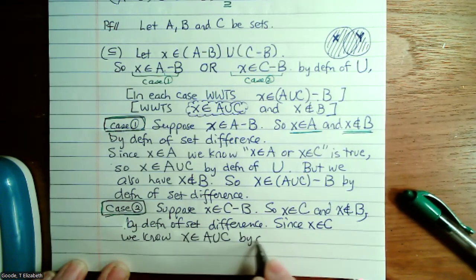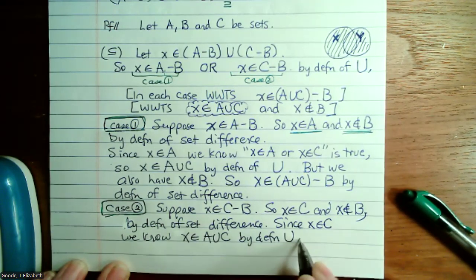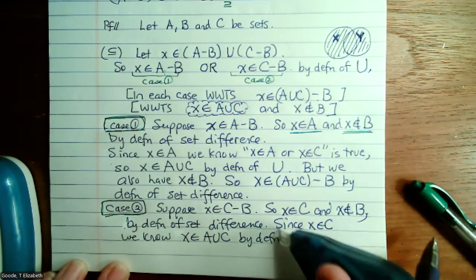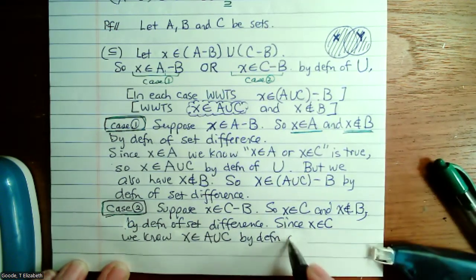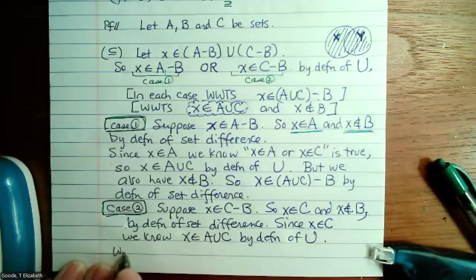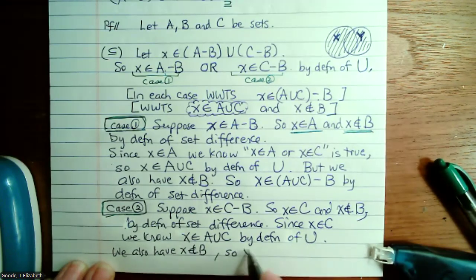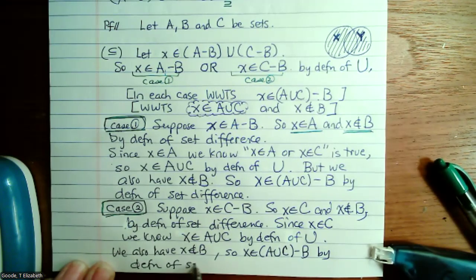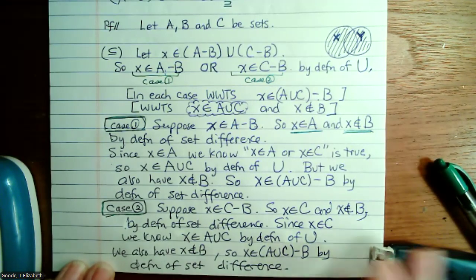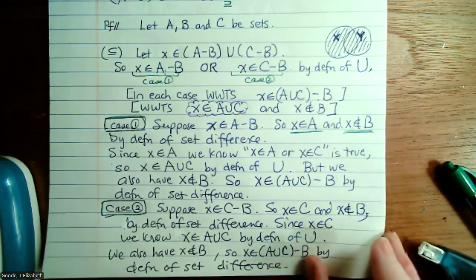By definition of union. We also have X is not an element in B. So X is an element in A union C minus B, by definition of set difference. Great. So we've actually completely worked through inside each case to completion.